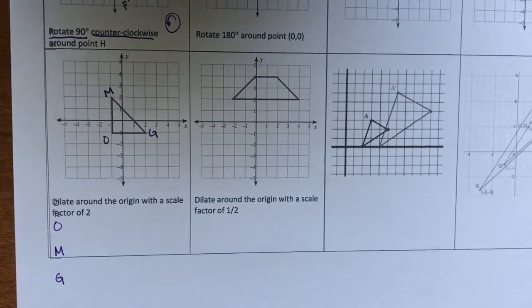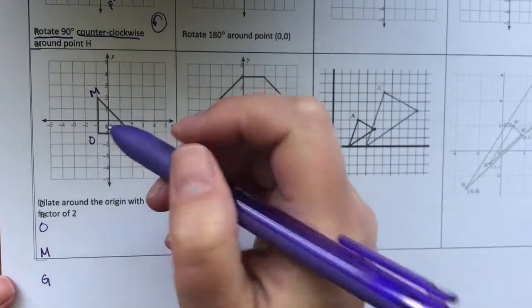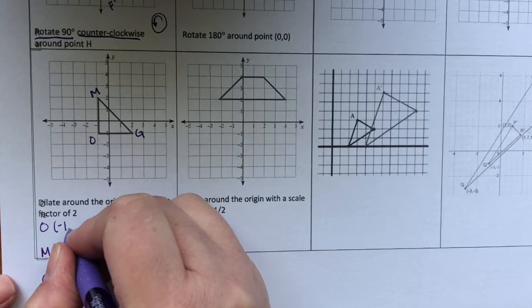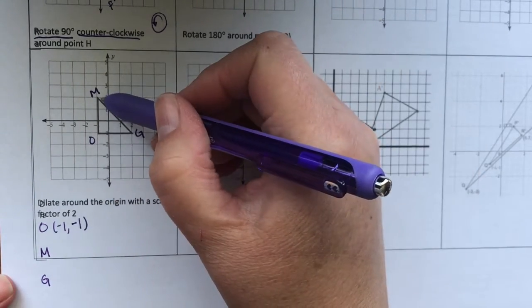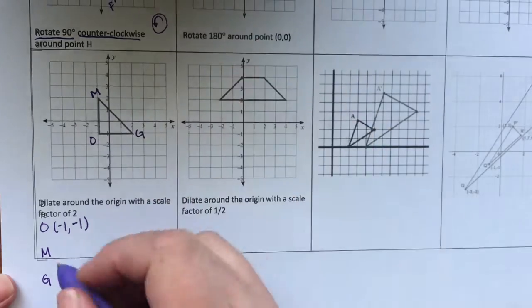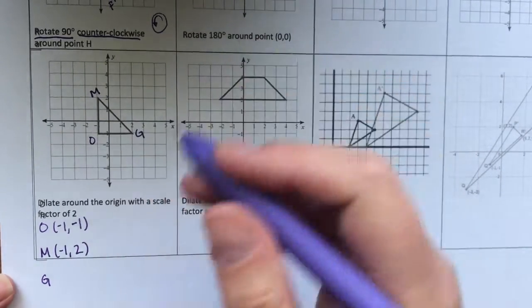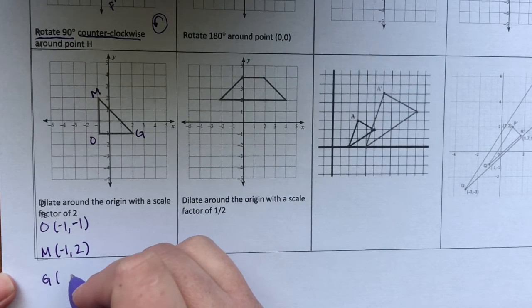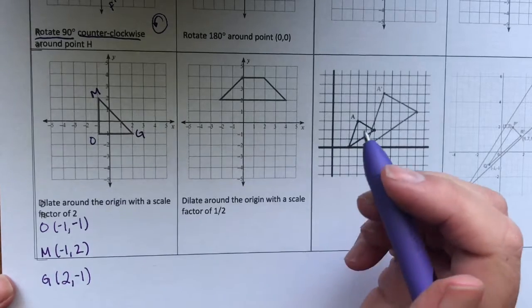Okay, so my first coordinate for O is -1, -1. And M is -1, +2. And G is 2 and -1. Okay?